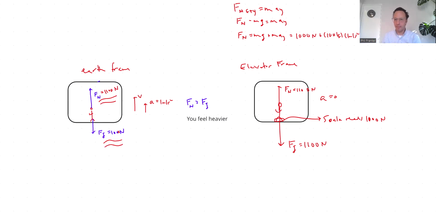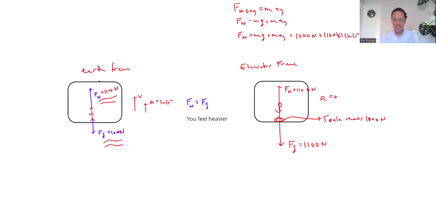In the elevator frame, the scale reads 1,100 newtons. But from their point of view, they're not accelerating. So they will conclude that they actually weigh 1,100 newtons. And they will feel as though they weigh 1,100 newtons, as we previously discussed. That's how heavy you feel, whatever the scale reading is.